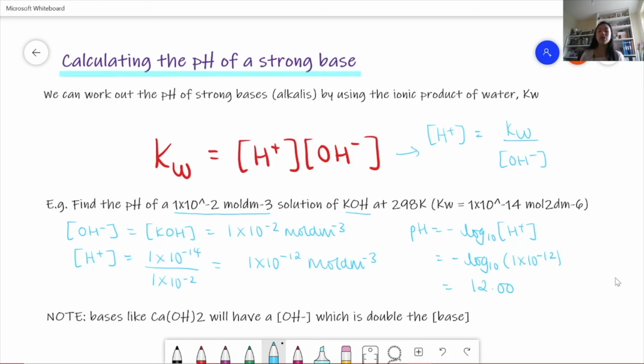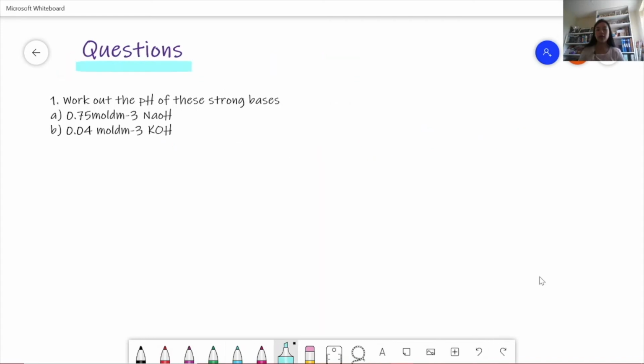And a very important note: like finding the pH for strong acids, some bases, like calcium hydroxide, will have a concentration of OH- double the concentration of the actual base. This is because for 1 mole of calcium hydroxide, we have 2 OH- ions. So now we're going to look at some questions. For question 1, work out the pH of these strong bases.